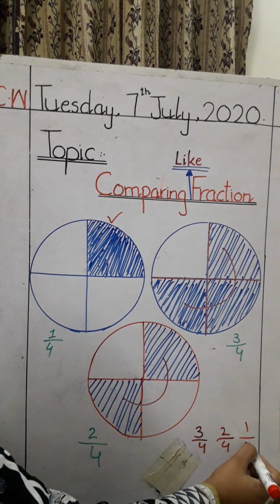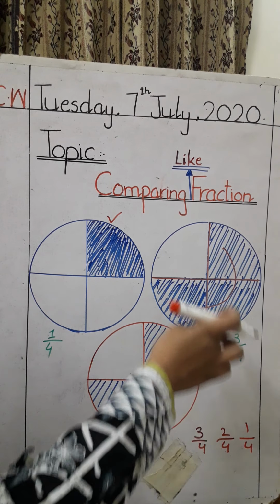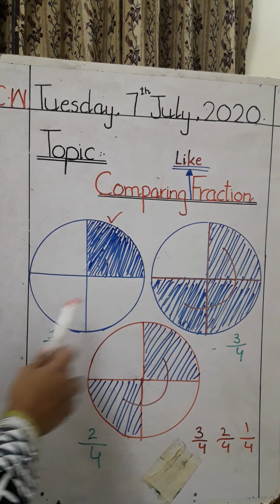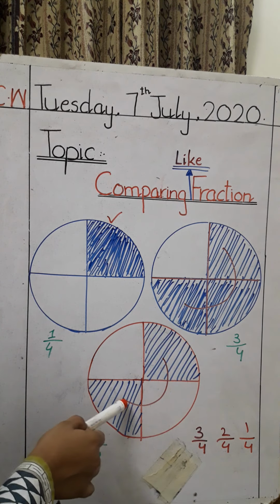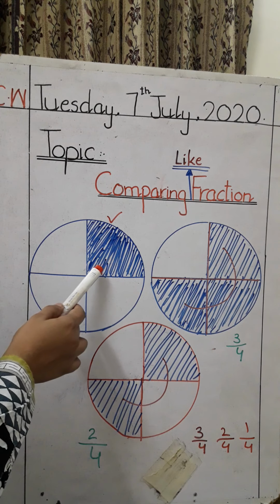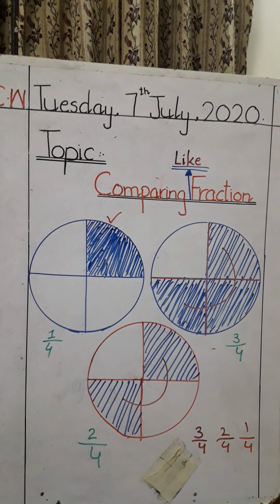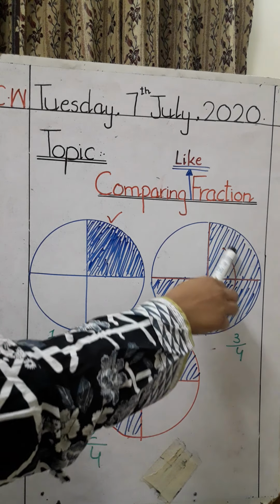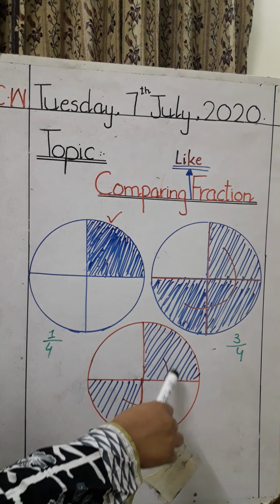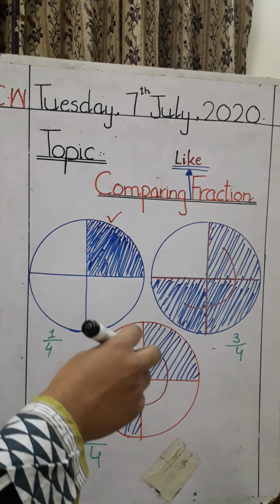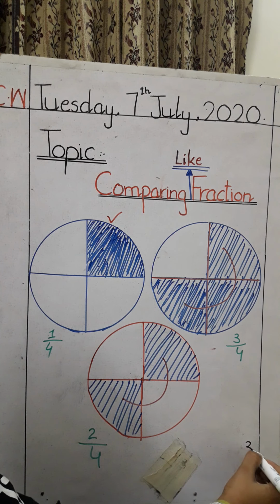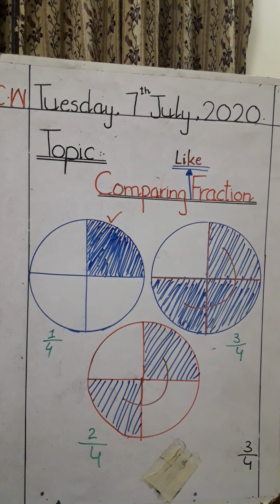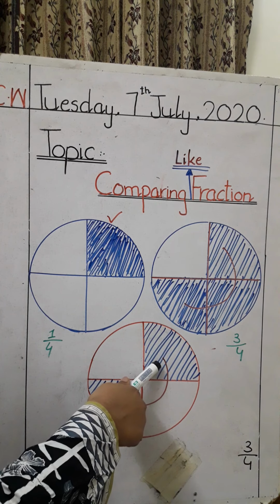So we arrange the fractions according to their area. 3 is bigger than 2 and then 1. This is the greater area, and then look at this area, and the last. Okay students, as you can see clearly, the area of 3 by 4 is bigger than the area of 2 by 4. So how will we write it? First we write it here. Okay, the next one is, then this area is bigger.